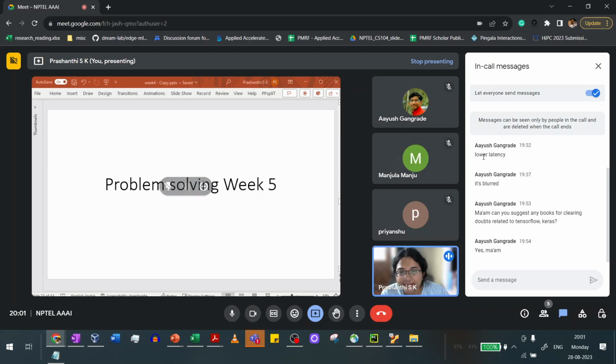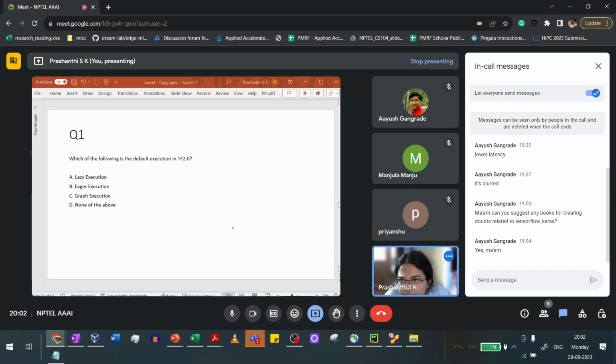Okay, let's continue and move to the problem solving part of this week. So let's start with the first question. Which of the following is the default execution in TF 2.0? Lazy execution, eager execution, graph execution, none of the above.